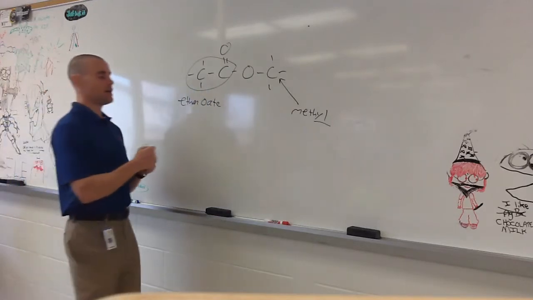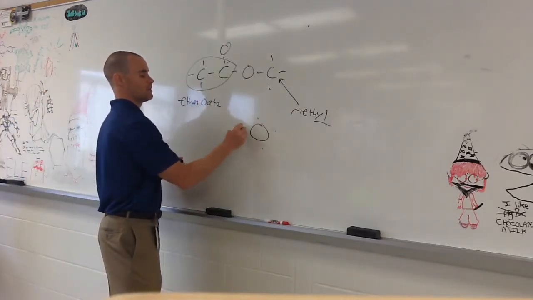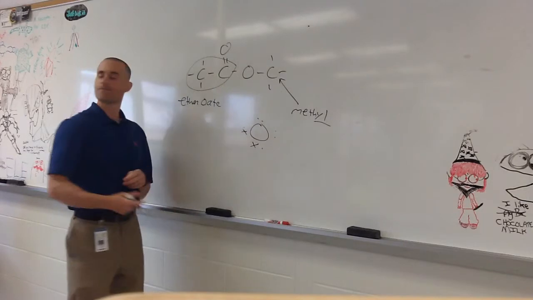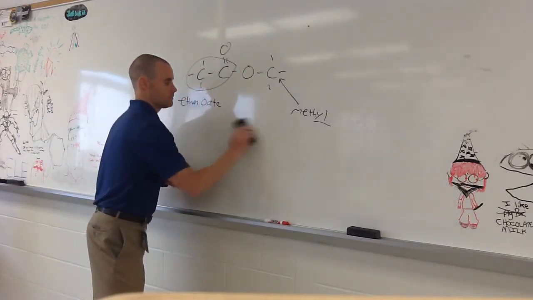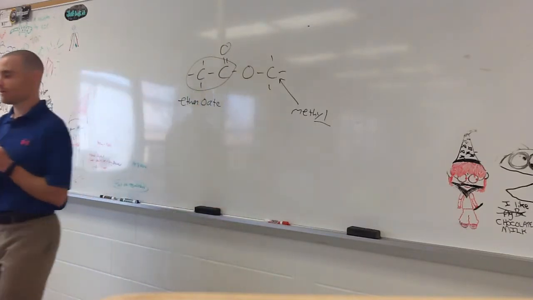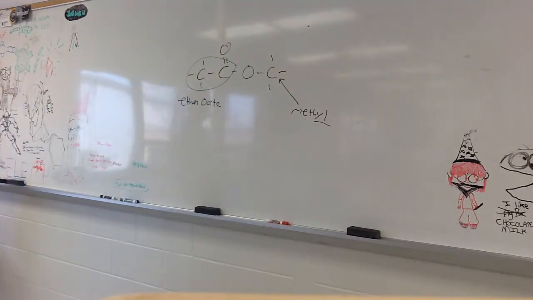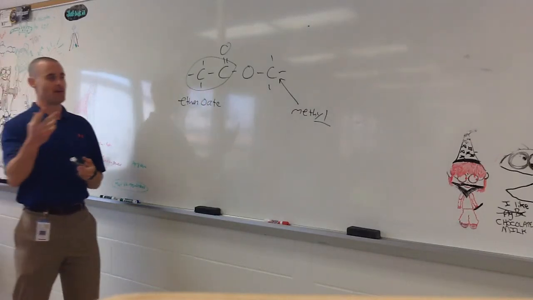Wait, how come there's not a bond there? Oh, because oxygen only has 6 valence electrons, so it can only make 2 bonds. So 1, 2. Questions? So these are not easy to name because you have to remember 2 things.